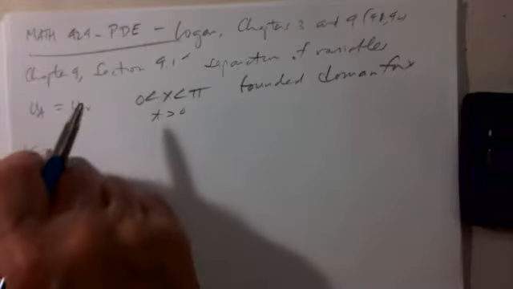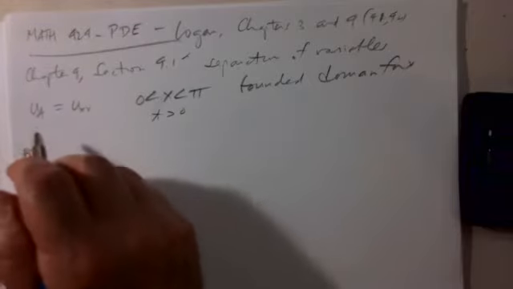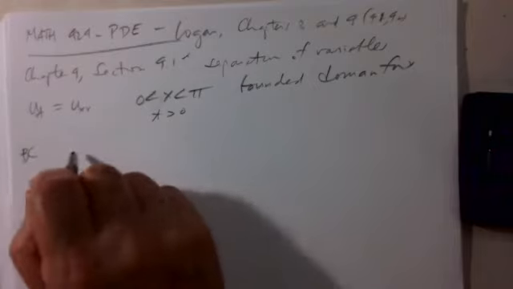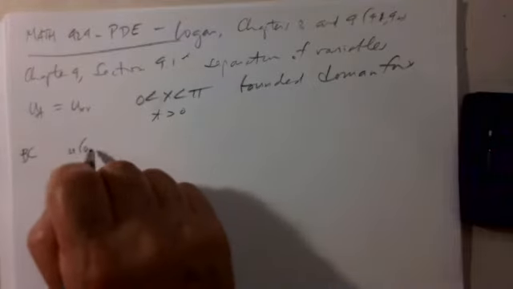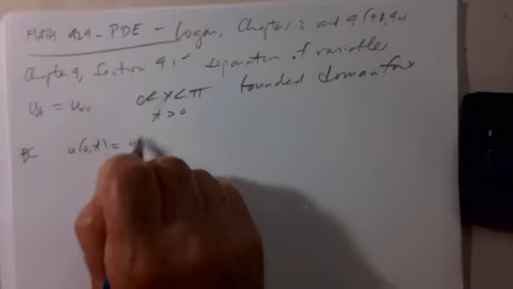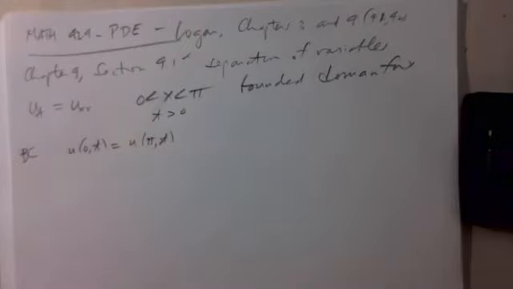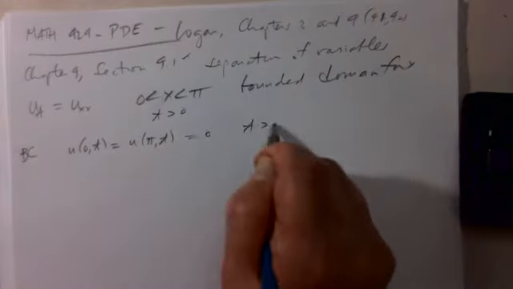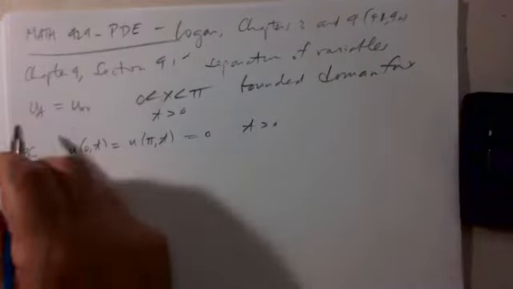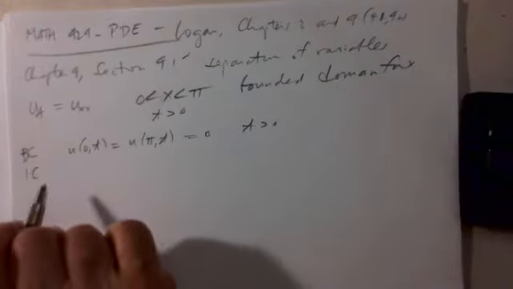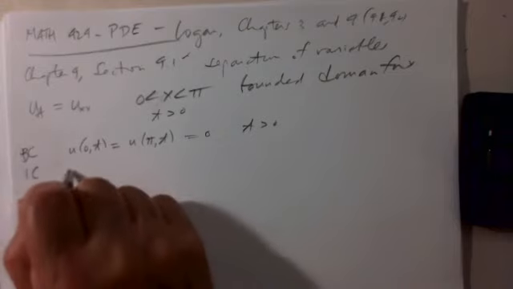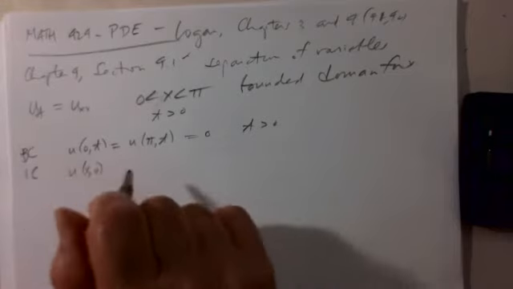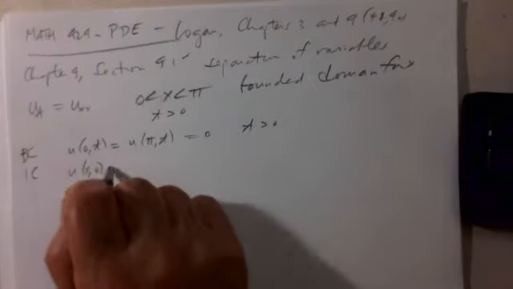Let's start with the boundary condition. We have the boundary condition that at the endpoints, x equals 0 and x equals pi, u is equal to 0 for all t. So this is the boundary condition. And we have some as yet unspecified initial condition that at time 0 and position x between 0 and pi, u of x, 0 is some function f of x.